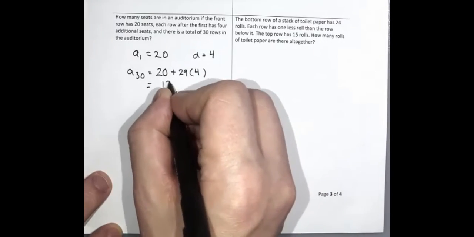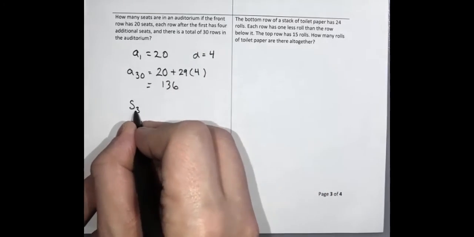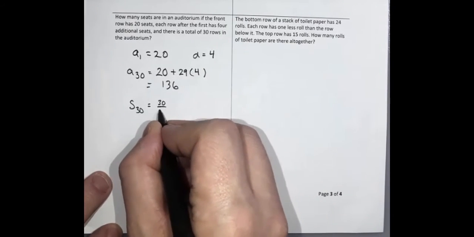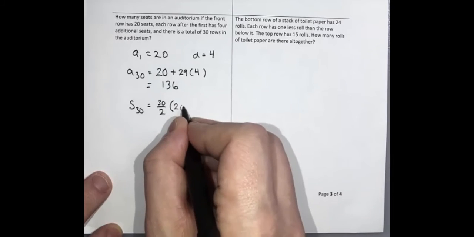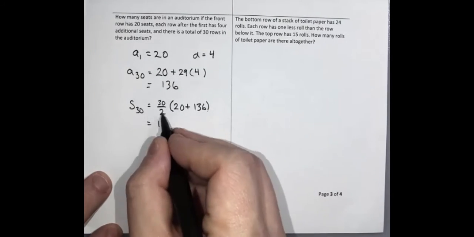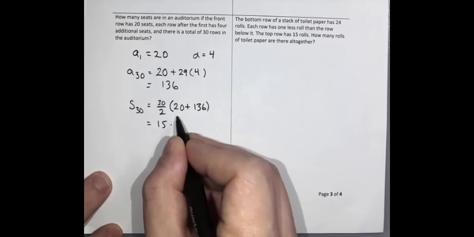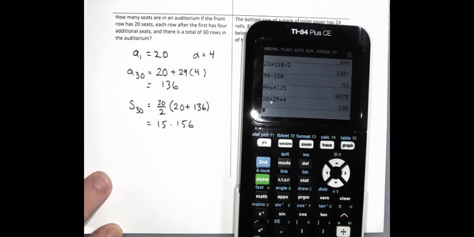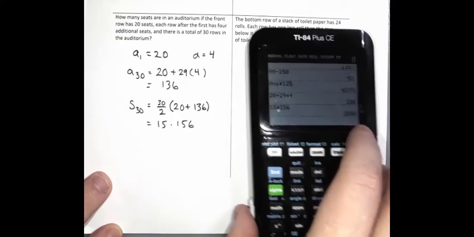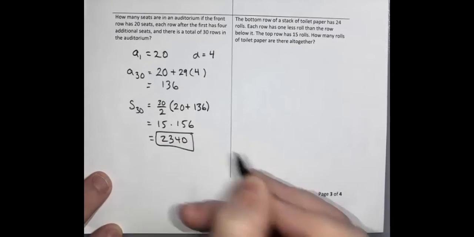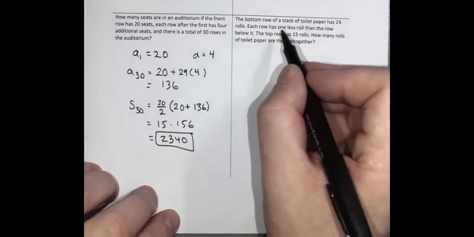136 seats. And so the sum of all the seats in the first 30 rows would be 30 over 2, first row plus last row. In other words, 15, 30 over 2, multiplied by 156. 15 times 156 yields 2,340. So this auditorium has 2,340 seats.